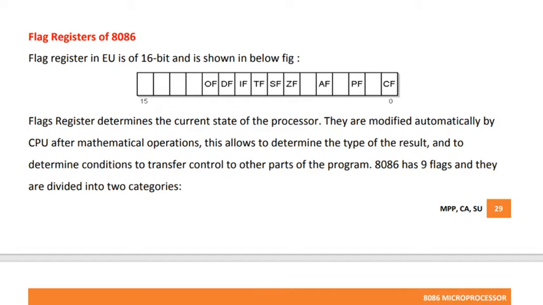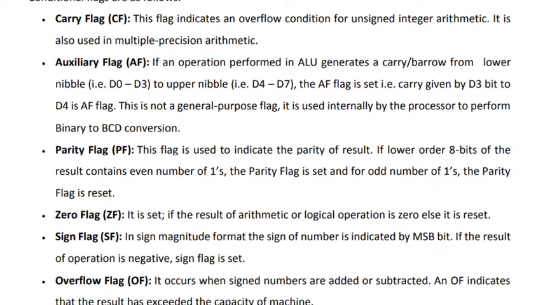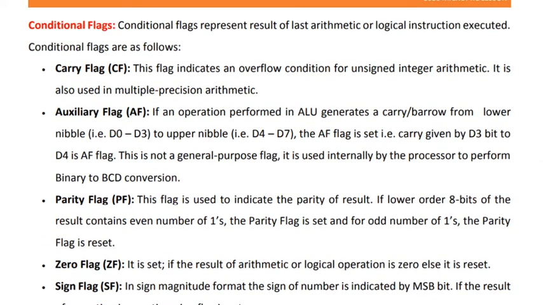The 6 conditional flags or status flags are overflow flag, zero flag, sign flag, carry flag, auxiliary carry flag, and parity flag, whereas the 3 control flags are direction flag, interrupt flag, and trap flag. Now let us discuss the flags in a little more detailed manner. So we have the conditional flags.